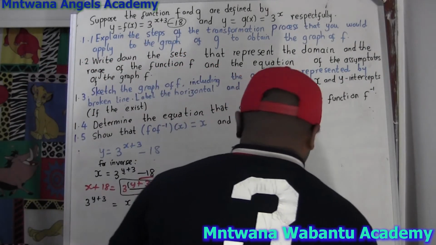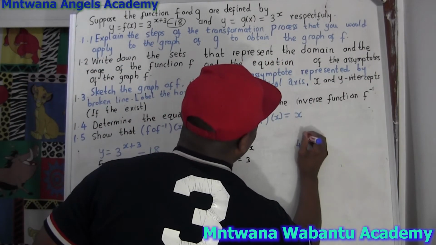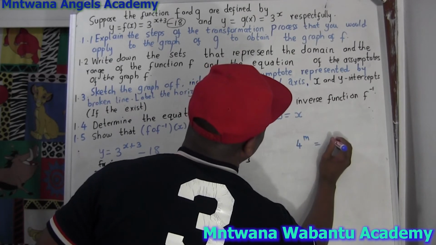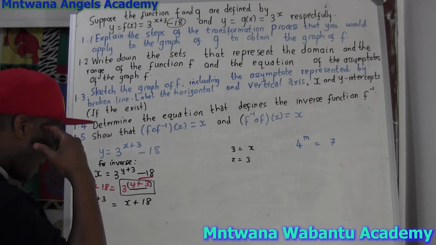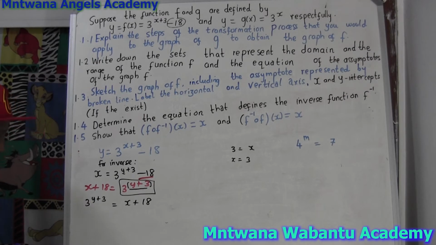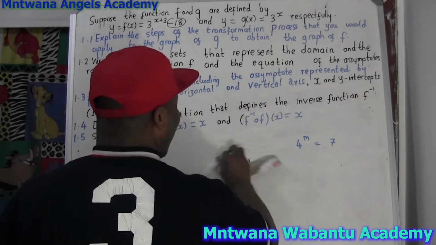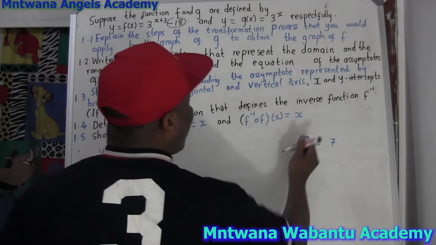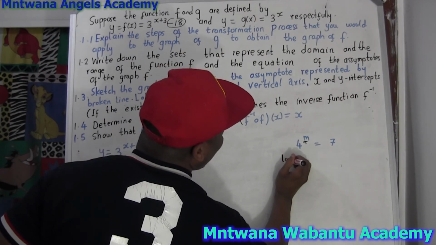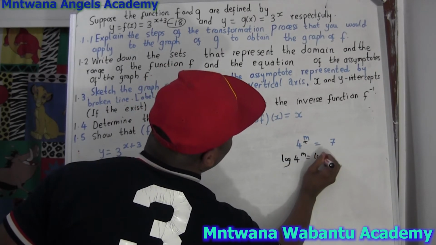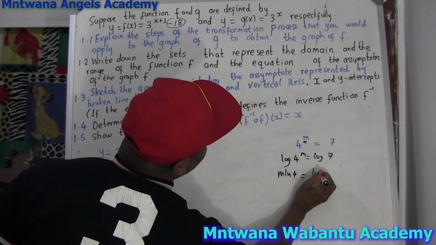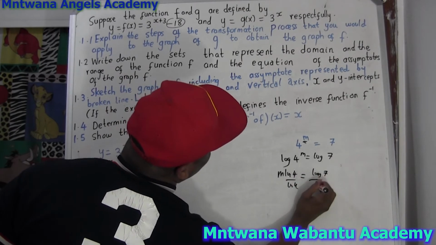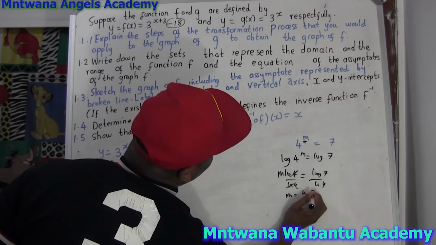Somebody gives you 4 power m equals 7. We're going to have to apply logarithm, but I must be clever here. I apply log throughout, because I want to get this unknown m. I'll say log of 4 power m equals log of 7. If I want to get m, it has to go to the front: m log of 4 equals log of 7. Divide by log of 4, this cancels, so m equals log of 7 over log of 4.